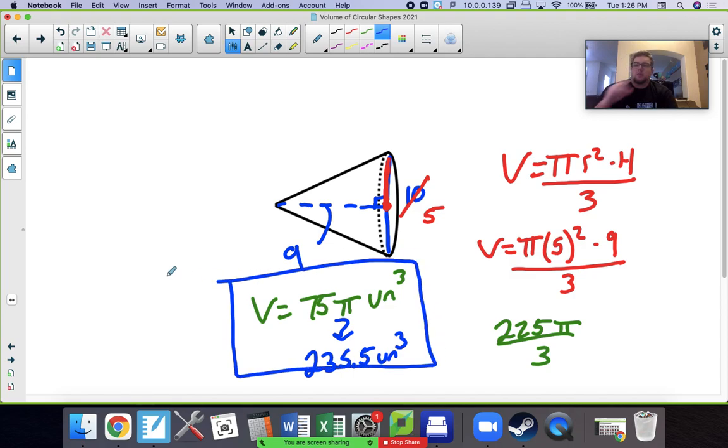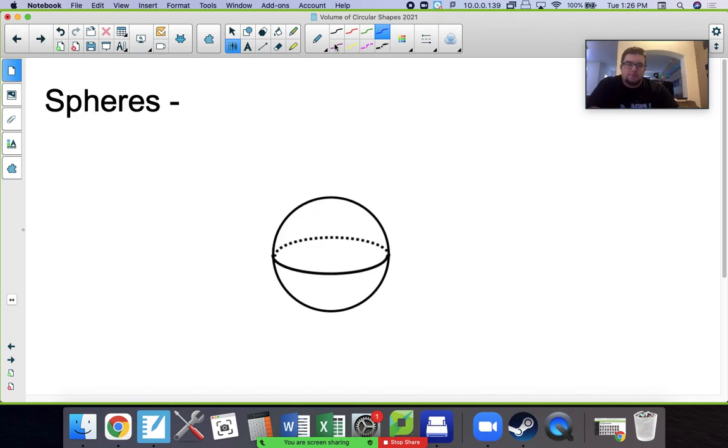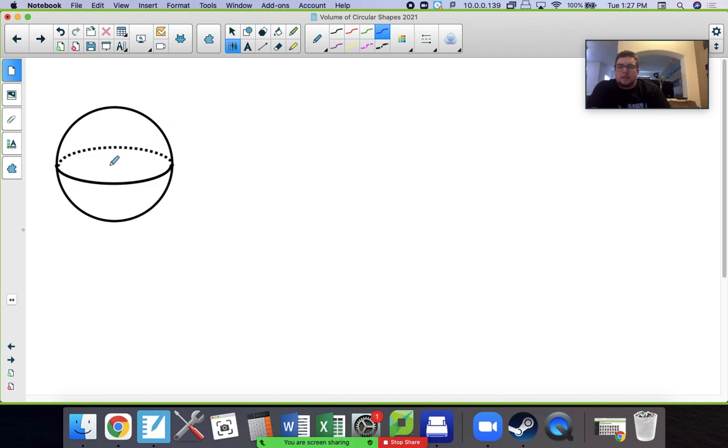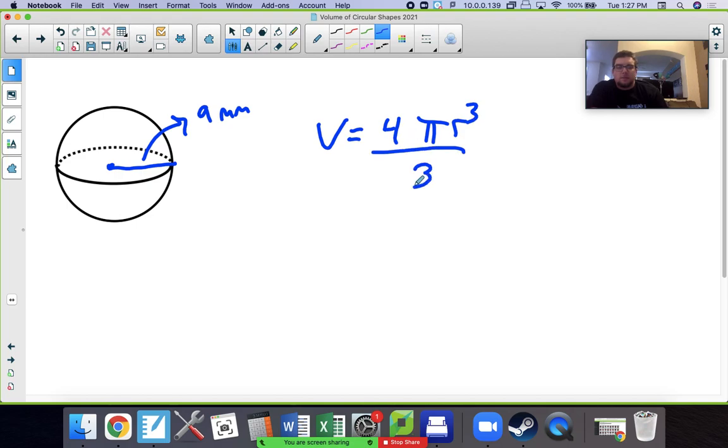The last shape we looked at was a sphere. So a three-dimensional circle. All we need to know about a sphere is the radius. To find the volume of a sphere, 4 pi r cubed divided by 3. So let's say we have radius here of 9 millimeters. We're going to take the volume, 4 pi r cubed divided by 3, 4 pi 9 cubed over 3.